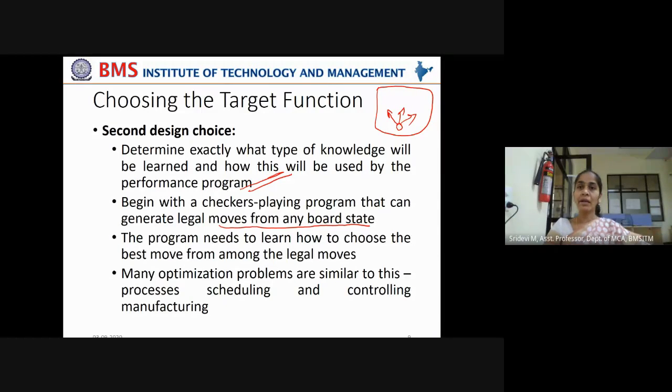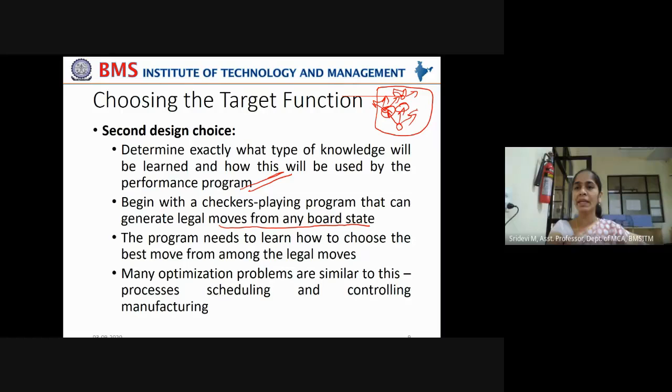Now, there are lots of valid states for every coin, correct? After taking a step here, it can again move in three different directions. Now from this position, it can again move in three different directions. Which means there is a vast search space from which you can select the best move. The best move is the one which will result in winning the game. So the program needs to learn how to choose the best move from among the legal moves.